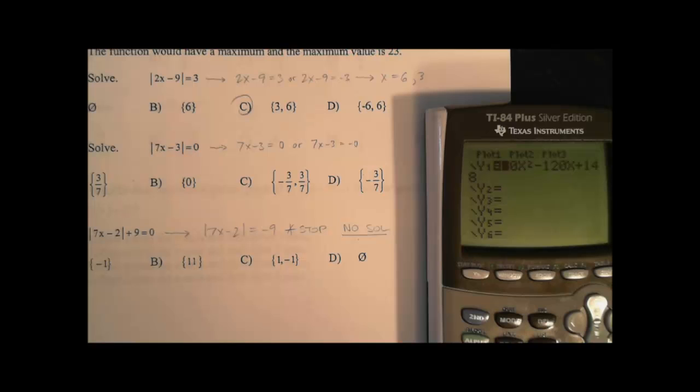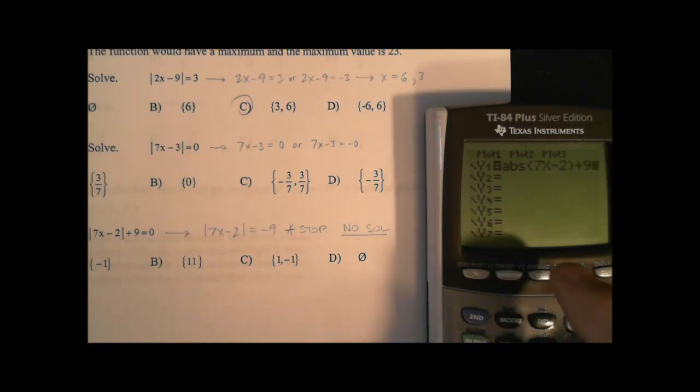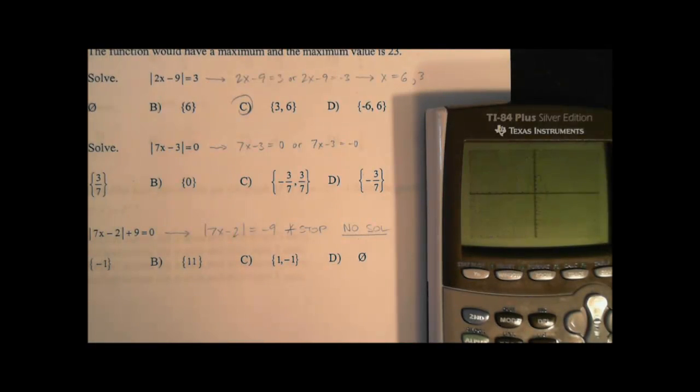So if we were to type in, we can do it either way. I'm going to go ahead and type in absolute value of 7x minus 2 plus 9. All right, there we go, Zoom 6. I don't know if you saw just a little bit up there. We can zoom out maybe. There we go. We can see this graph. When does this graph equal 0? Well, it never equals 0. Okay? And so therefore the solution is the empty set, or there is no solution. D.